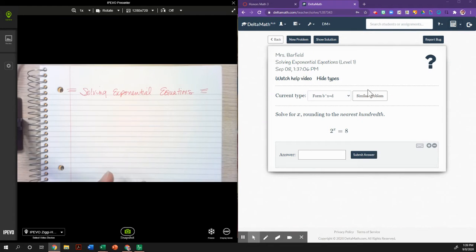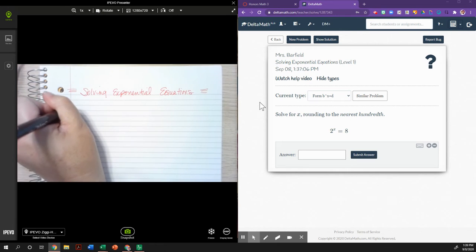All right, you guys, so we are looking at solving exponential equations. Now, you may be thinking, wait a minute, we were just talking about logarithms. Yes, we have to use logarithms to solve an exponential equation. Okay, so let's look at our first example.